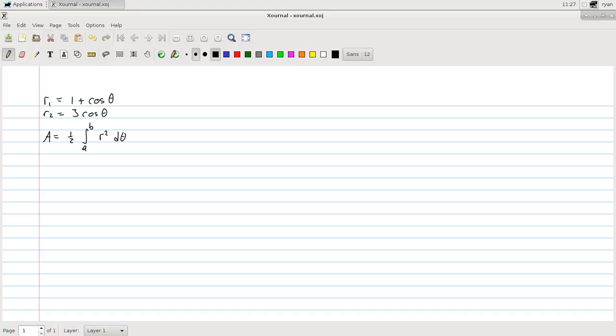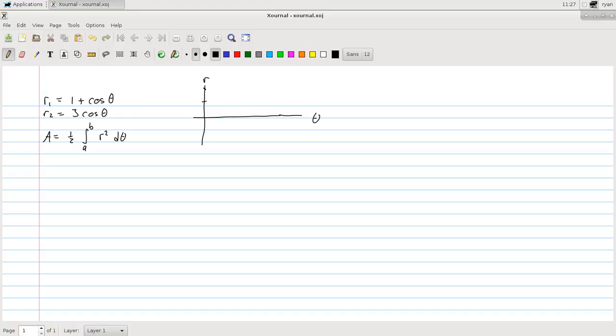Identify the r and identify the limits of integration. To do this, it's handy to have a sketch. So what we'll do first is sketch these two graphs in rectangular and then convert over to polar. So here's our theta axis, our r axis. The first curve is r equals 1 plus cosine theta. This is a cosine graph that's been shifted up 1 unit.